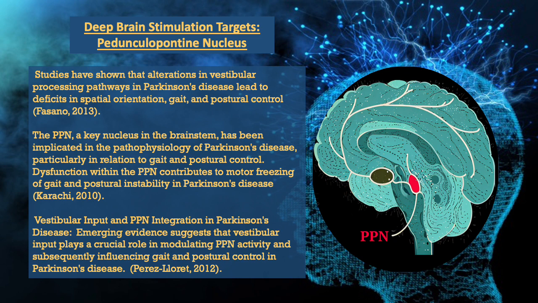K. Ritchie in 2010. Recent research by Perez-Lloret in 2012 suggests that vestibular input, which affects our sense of balance, significantly regulates pedunculopontine nucleus activity. This, in turn, influences gait and postural control in Parkinson's disease. Dysfunction in integrating vestibular signals within the pedunculopontine nucleus circuitry may contribute to the development of motor symptoms in Parkinson's disease.